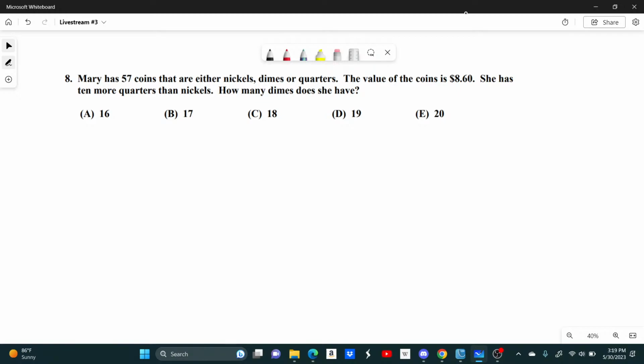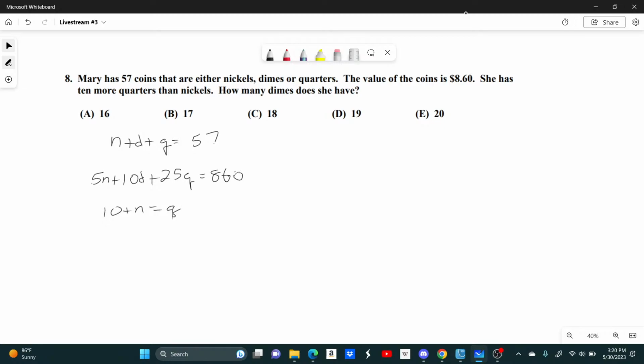So yeah, this is literally just another system of equations. So our total number of coins is 57. So N plus D plus Q is 57. The value of the coins is $8.60, which I'm going to make 860 cents just to make it a little nicer. So 5N plus 10D plus 25Q equals 860. And then she has 10 more quarters than nickels. So what does that give us? If you add 10 to the number of nickels, then you will get the number of quarters because you have more quarters than nickels.